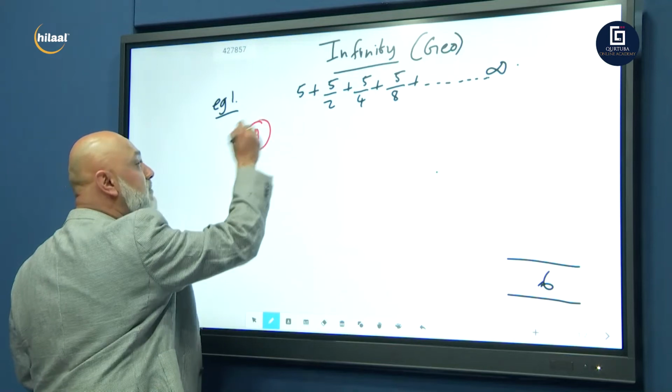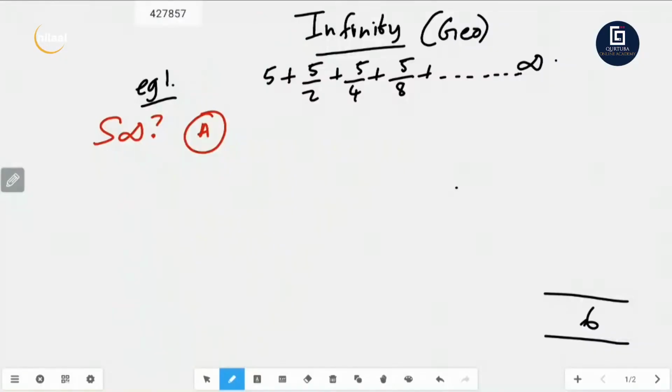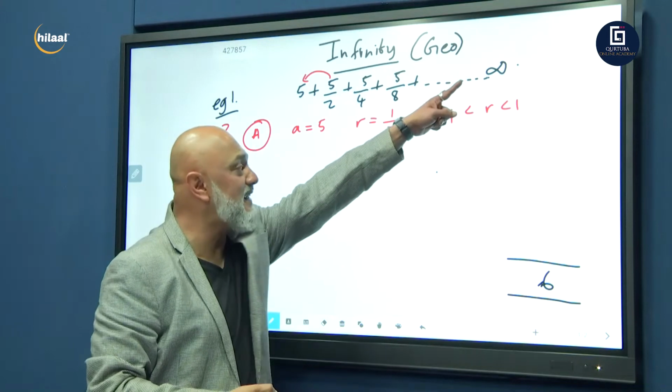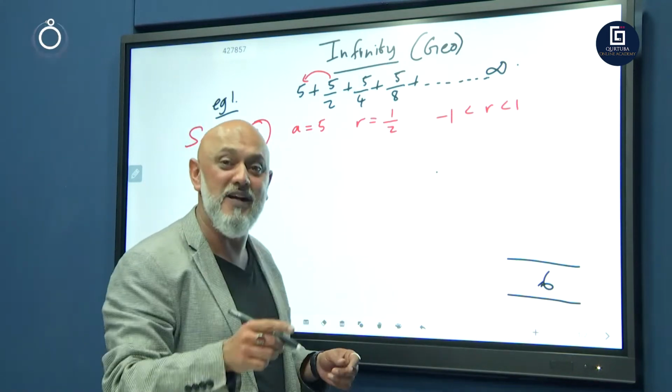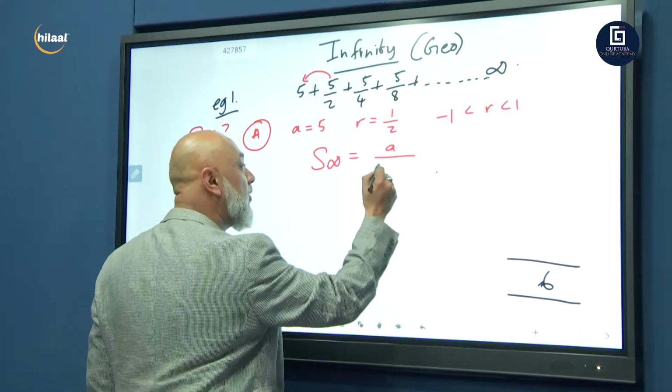The answer to question number 1. They want the sum to infinity. The first thing you do, take out your A. You know A is equal to 5, your first term is 5. Your R, your common ratio, take this divided by that. So 5 over 2 divided by 5, you can do it on your calculator, you get R is a half. The minute you get R is a half, you know that R is less than 1 but greater than minus 1. So in your mind you already know it's convergent. R is a fraction, so it must be convergent. So S to infinity for convergent, your formula, is A over 1 minus R.